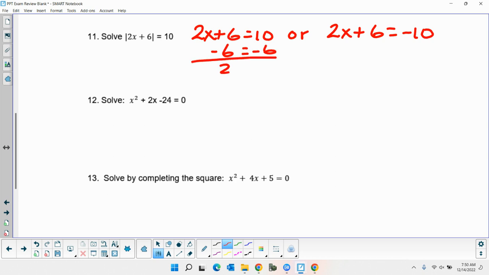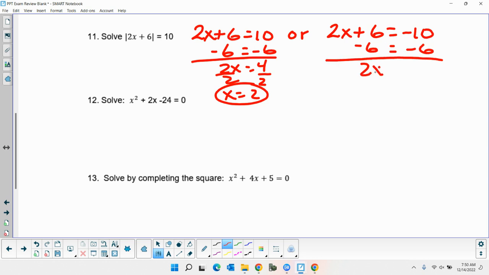Subtract 6, divide by 2. Subtract 6, and divide by 2. So positive 2 and negative 8. So just remember there's two problems when it's absolute value.